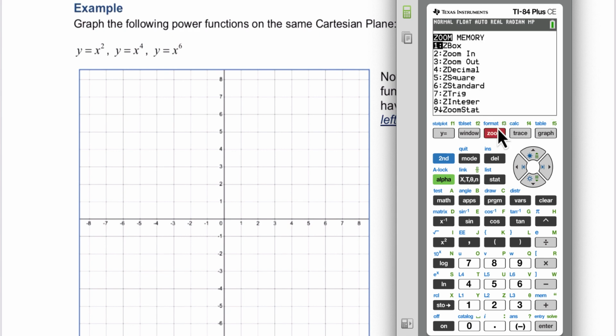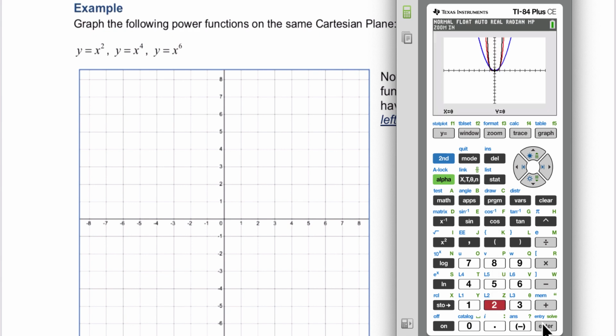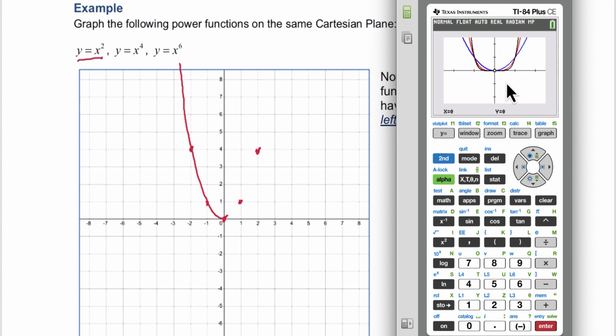And if we zoom in to the origin, we can see a little bit of difference. It's getting a little bit flatter around the origin, but in general, they're opening up. So if we're looking at x squared, we're somewhat familiar with what x squared looks like already. We have (0, 0), (1, 1), (2, 4), (3, 9), and so on. You can get a rough sketch of what that will look like. It's that familiar parabola.